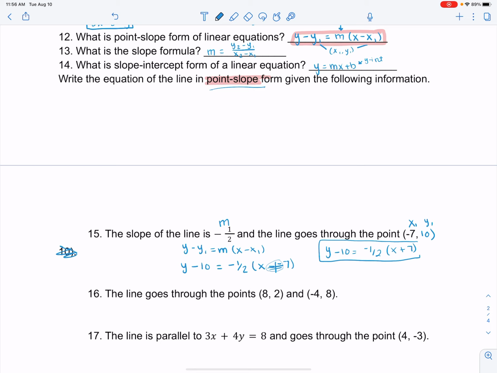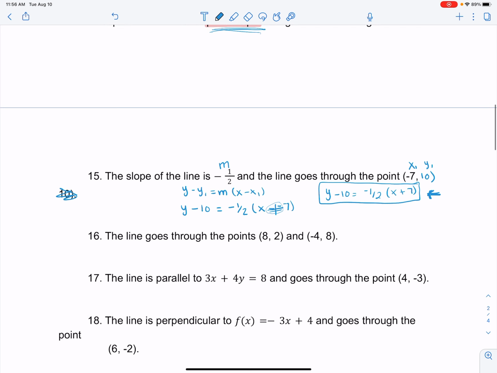Now, a lot of you are going to be bothered by that because you're so used to writing in slope-intercept form. But the directions said write it in point slope form. This is a great way to write a line. It doesn't have to always be in slope-intercept form. That's just easiest with some information. So we're going to leave it just like that.